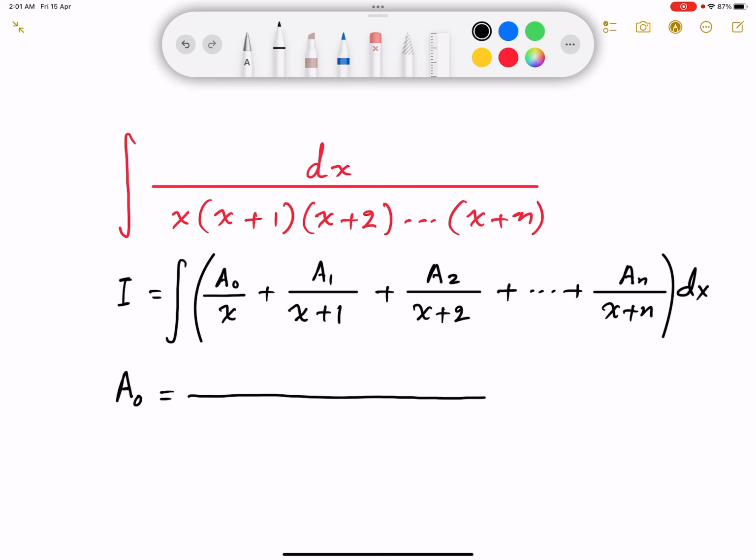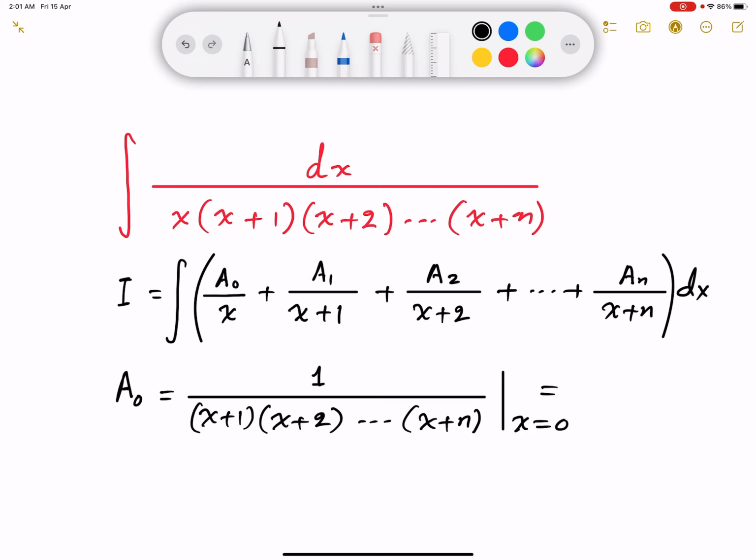Okay, so a0 is going to be equal to 1 divided by x plus 1 multiplied by x plus 2 all the way until we get to the last term, which is x plus n. Everything should be evaluated at the root of x, which is x equals 0. So if we substitute x equals 0 in every term in the denominator, that's going to give us 1 multiplied by 2 multiplied by 3 multiplied by 4 all the way to n. So that's going to give us n factorial in the denominator. So this is basically going to be equal to 1 divided by n factorial. So we're done with the first constant.